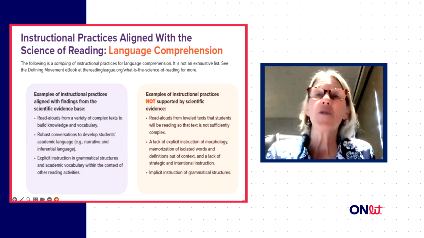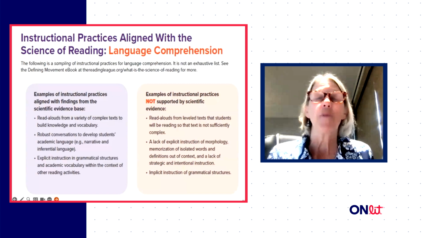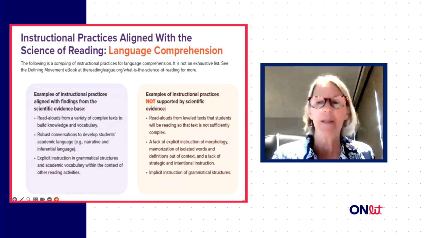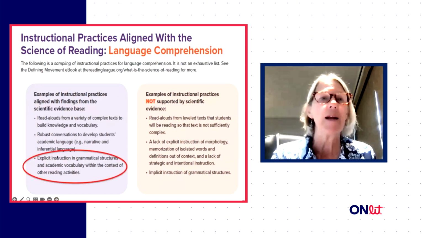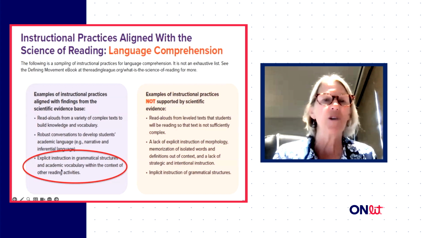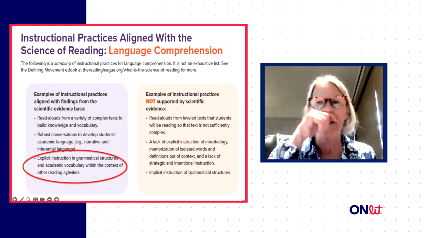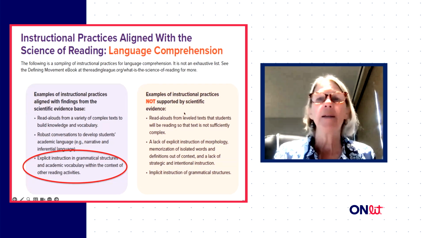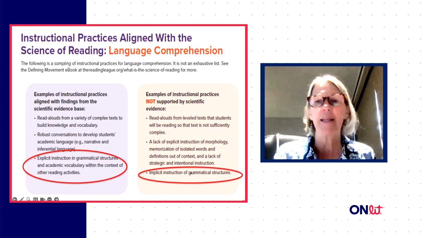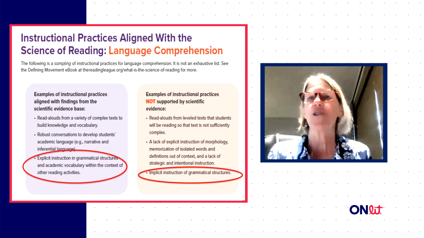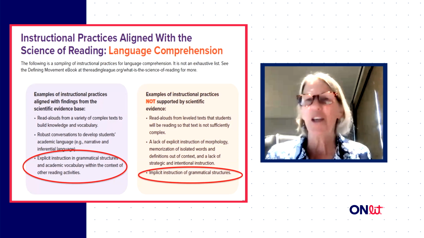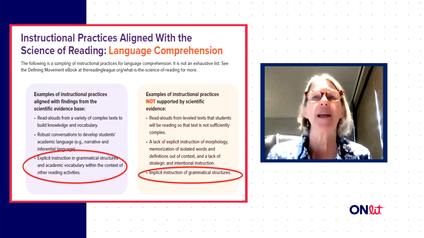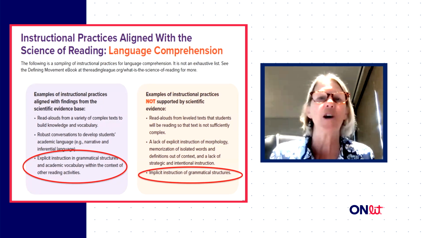Now, if we think about the students that need more of the language comprehension focus, some examples of practices that are aligned are explicit instruction in grammatical structures and academic vocabulary within the context of other reading activities, right? And not supported are implicit instruction of grammatical structures. These students with language comprehension difficulties will not figure out syntax unless they have explicit instruction that we're going to talk about today.